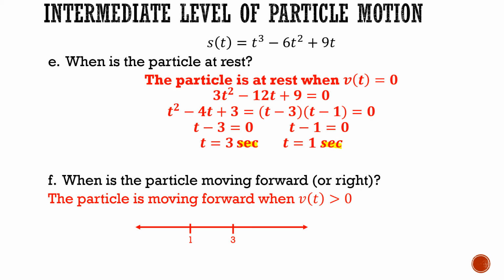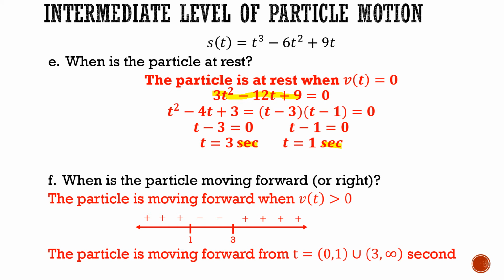Now, if you remember, our velocity formula was 3t squared minus 12t plus 9. That is a quadratic equation and it's pointing upwards because the leading coefficient is positive. So I know by default, without even having to plug in numbers, that the outsides are going to be plus and the insides are going to be minus. So when is it moving right? It's moving right wherever I have positives on my number line, and that would be from 0 to 1. Notice I'm starting at 0 because my time can't be negative. And it's also moving right from 3 off to infinity seconds.